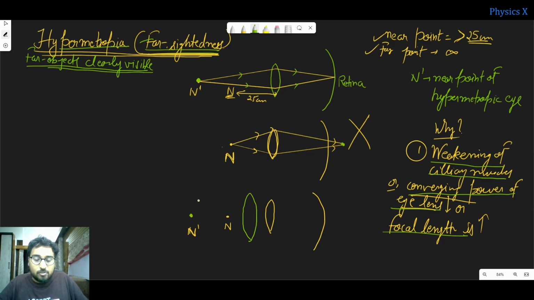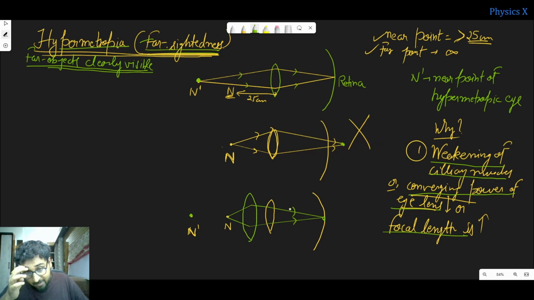So now what will happen? Suppose the rays are coming like this, right? They will converge like this, and then they will converge like this, so that they will be meeting at the perfect point. This lens will also be converging this ray, and this lens will also be converging this ray. So as the cumulative effect of these lenses, the rays will now be meeting at the retina, right?